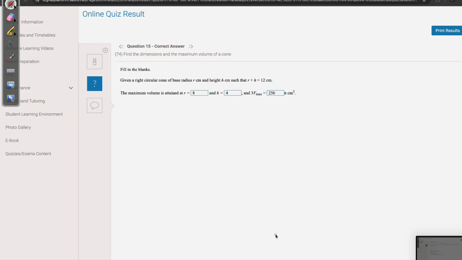Okay. So the volume of a cone is equal to 1 over 3 pi r squared h. We need to find h first. h in terms of r, sorry. h is equal to 12 minus r.